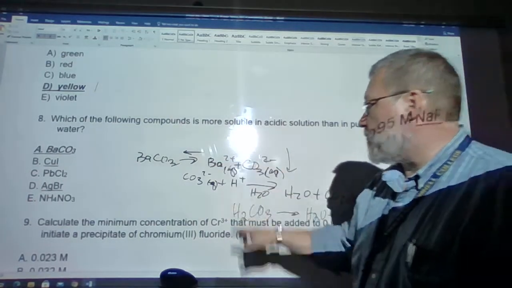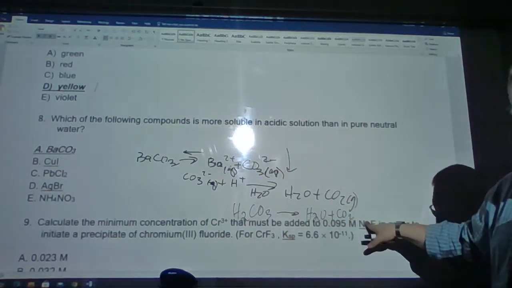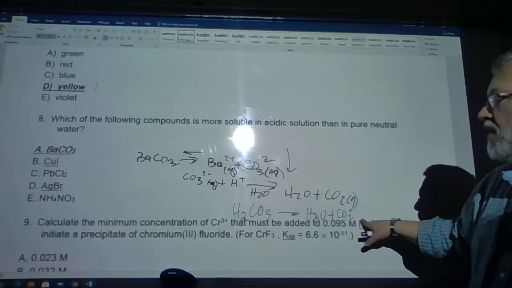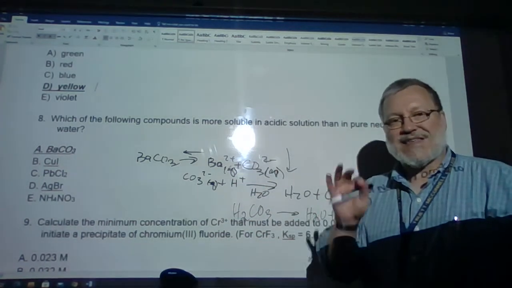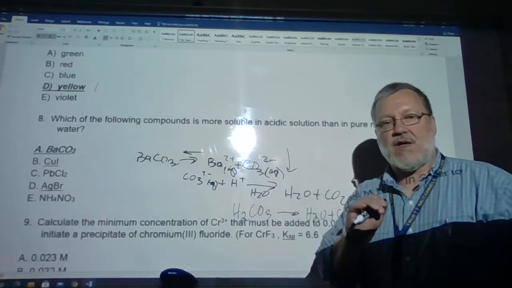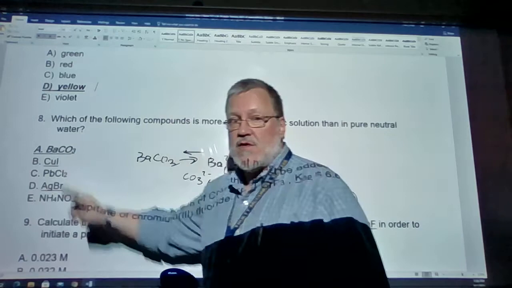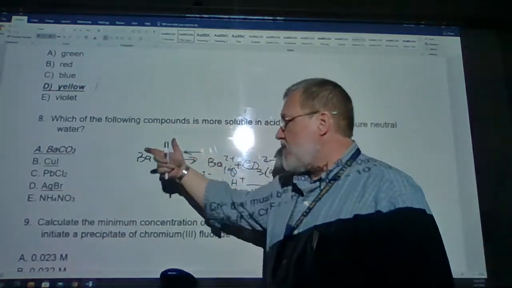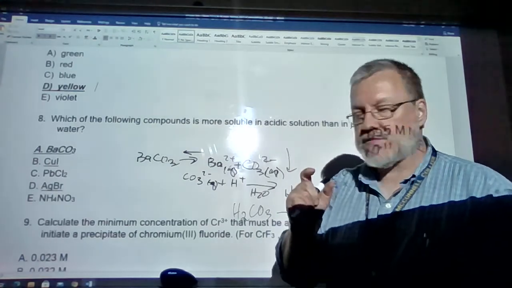than any of those others, because your carbonate anion is changed into H2O and CO2. So of these, your barium carbonate will be more soluble in acidic solutions than it is in basic solutions. Much more of this will dissolve in acidic solutions than it will in neutral pH water.